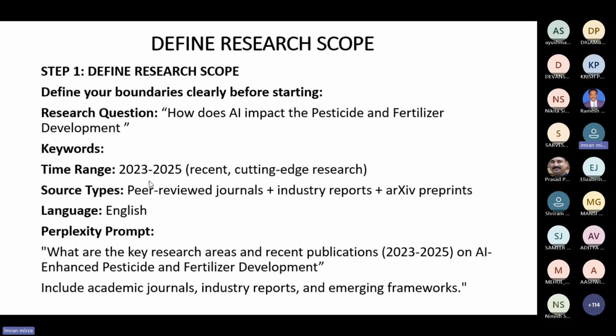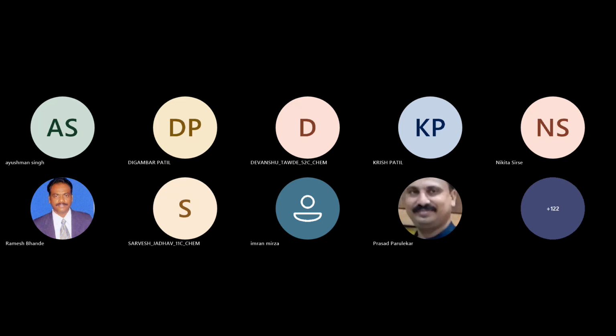So what I can do is take this particular prompt: What are the key research areas and recent publications from 2023 to 2025 on AI enhanced pesticide and fertilizer development? Include academic journals, industry reports, and emerging frameworks. So I choose this as my search query.